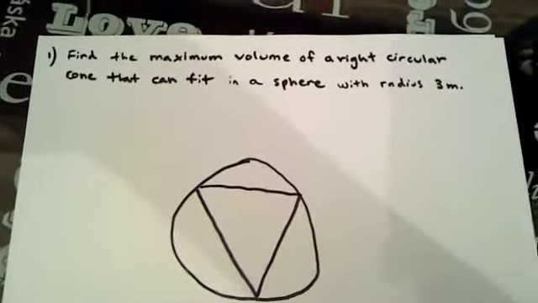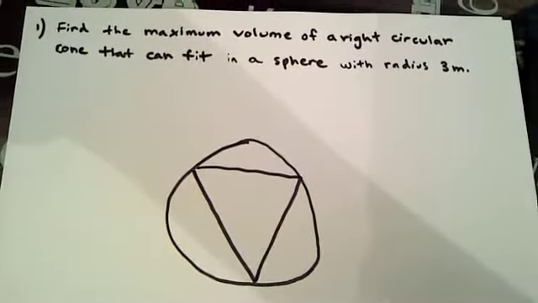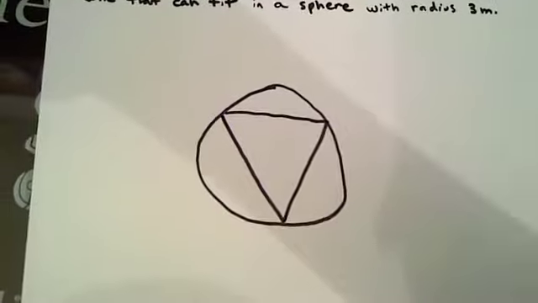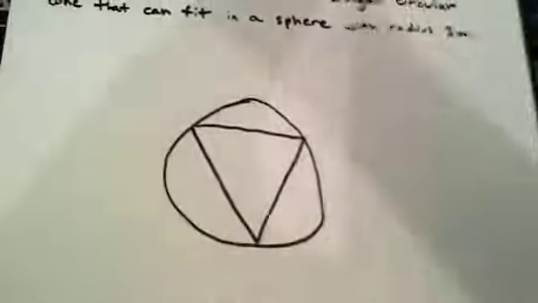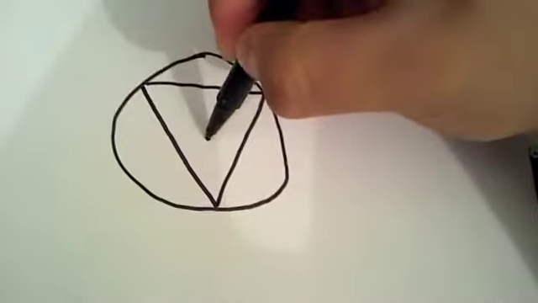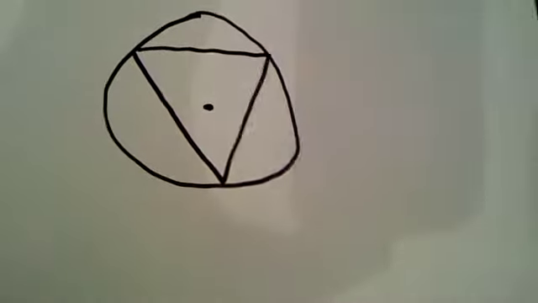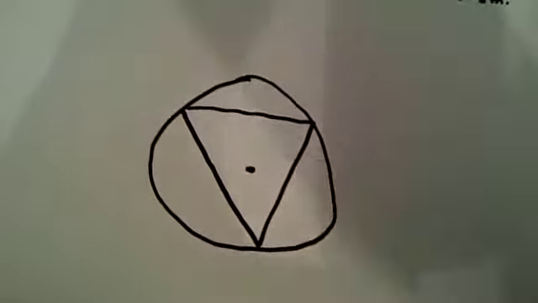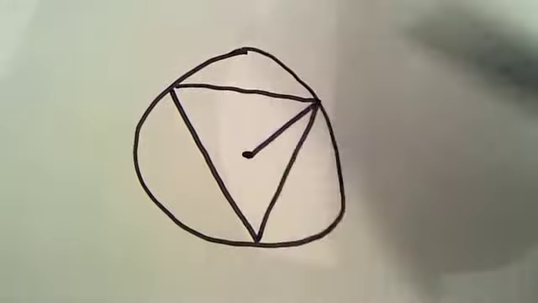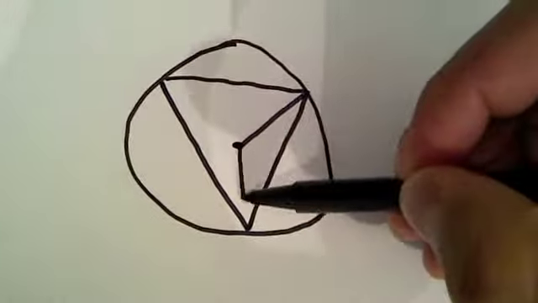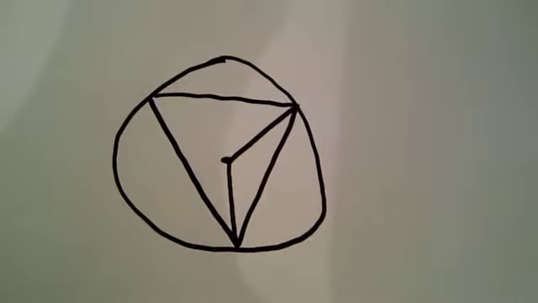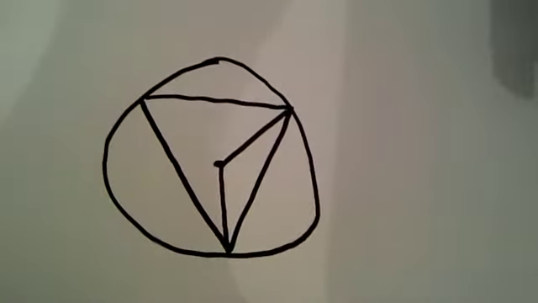Now, the key thing here is that they tell us that the radius is 3 meters. But you have to be careful how you draw the radius because, say, this is the center of the circle. If you draw a radius going that way, it's not going to help you at all because there's no relationship with the cone. So the most effective way you can draw the radius is to that side and here.